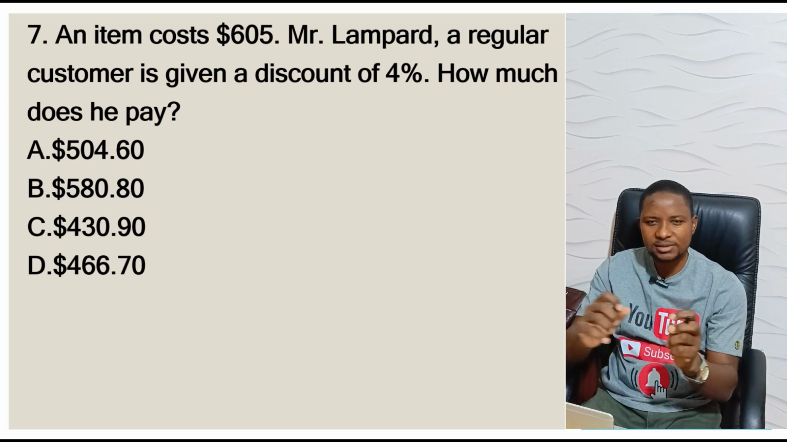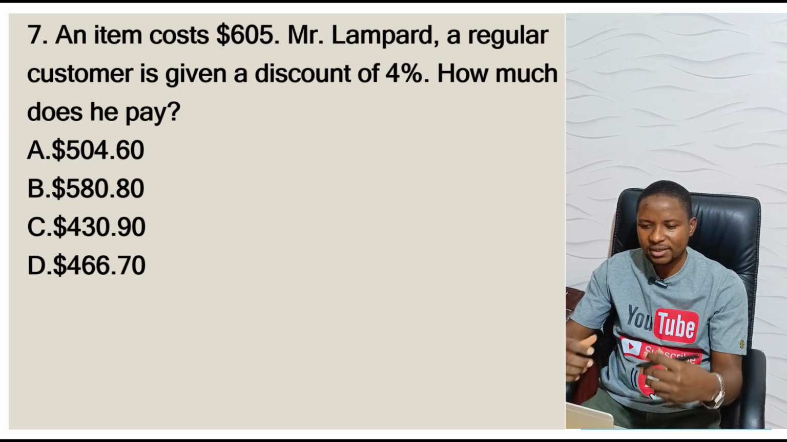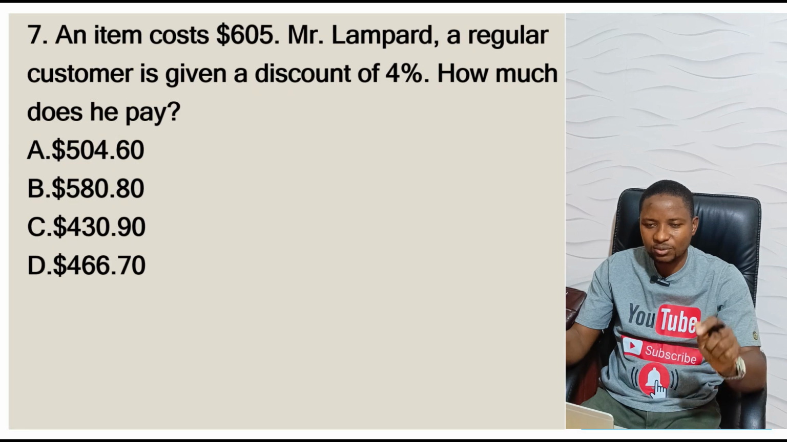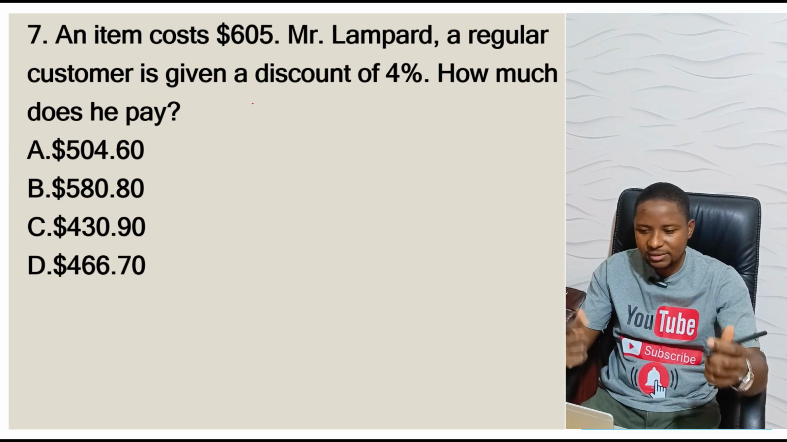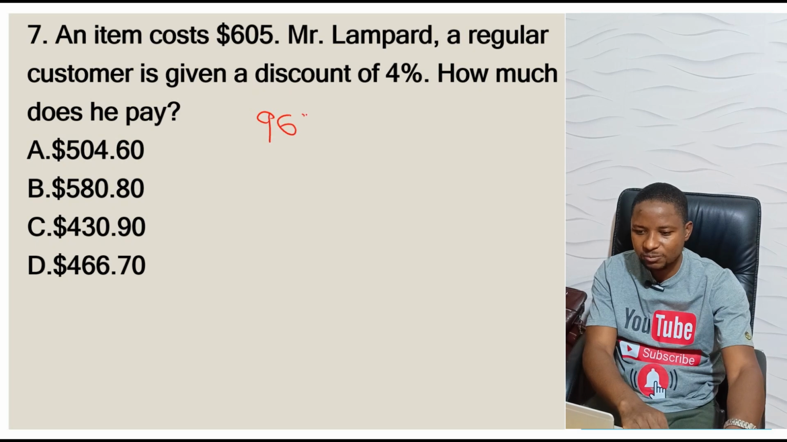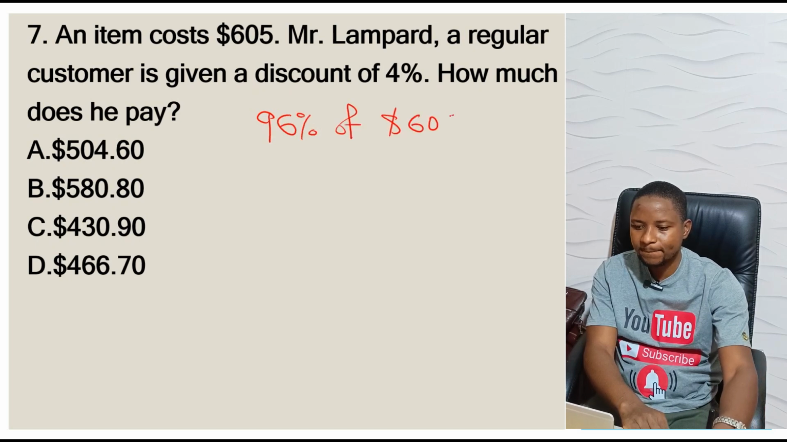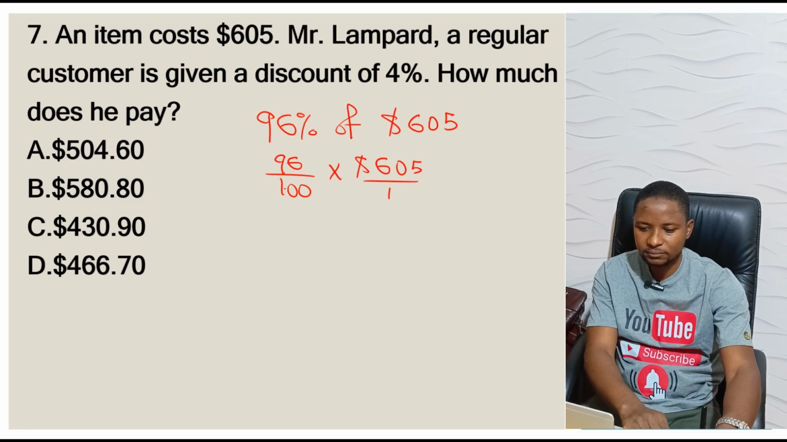So meaning 4% is off. What he is paying: instead of paying the original, which is 100%, you end up paying 100 minus 4. Do that in your head, and that will give you 96%. So what he is paying is 96% of $605, and that's 96 over 100 times 605 over 1. Then start reducing.